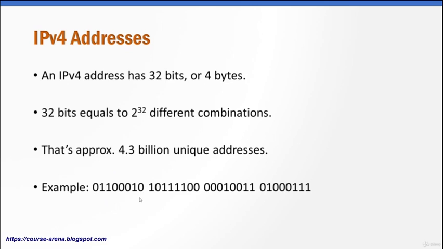The first section has 8 bits. The second one has 8 bits. The third one has 8 bits. And the fourth one also has 8 bits. We have 4 sections of 8 bits. Those sections are called octets because we have 8 bits in each. It's an octet. But this is just a binary representation.